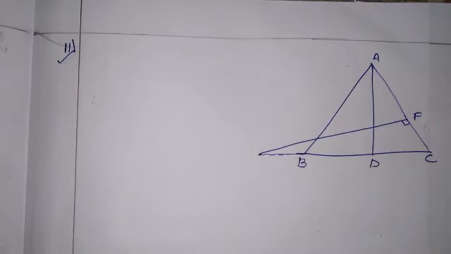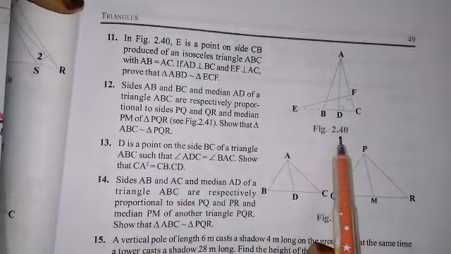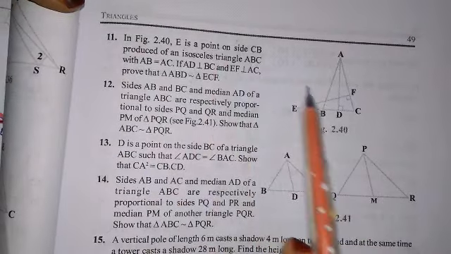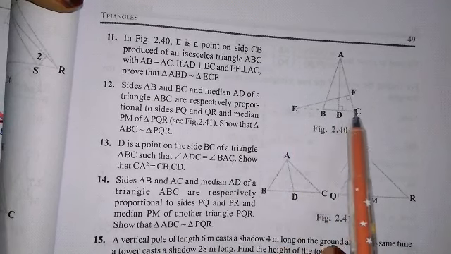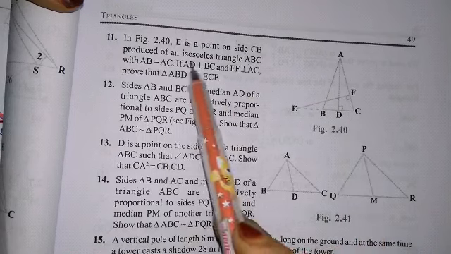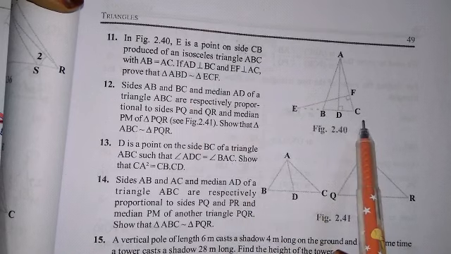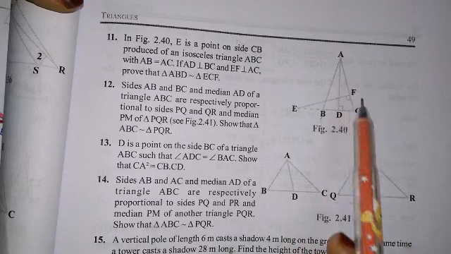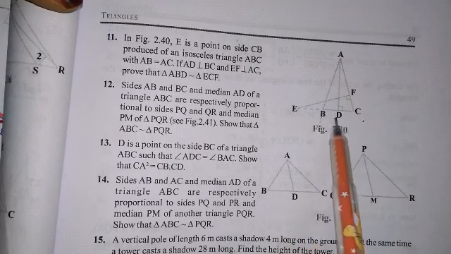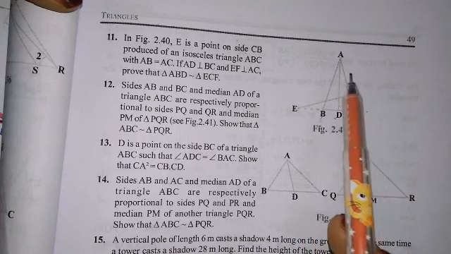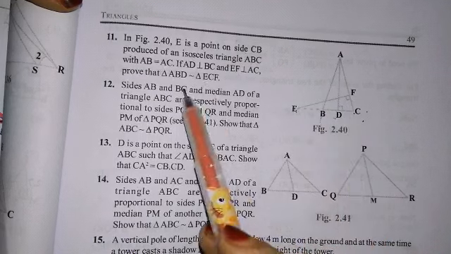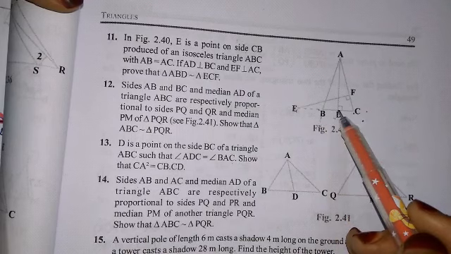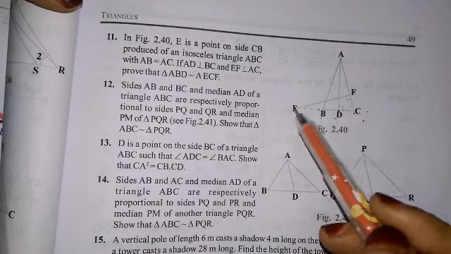So now question number 11. Let us read the question. In figure 2.40, E is produced on side BC of an isosceles triangle ABC, in which AB equals AC. That means it is given, and AD is perpendicular to BC, EF is perpendicular to AC. Two perpendiculars. Prove that triangle ABD is similar to triangle EFC.